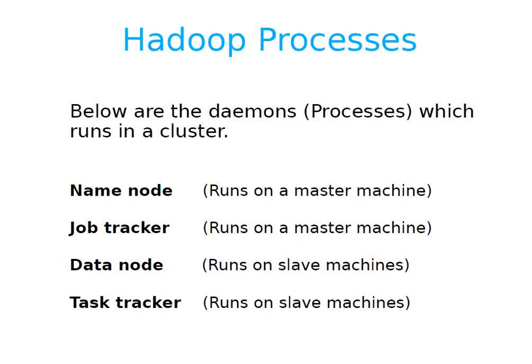The next we have is data node that runs on slave machine and it is responsible for your storage part. You can see the name also, name node and data node. They are related to each other and both are working for your storage part. The only difference is name node is running on master machine and data node is the process which is running on slave machine.